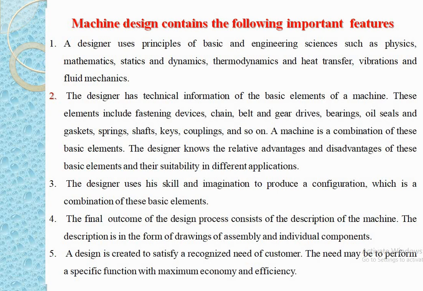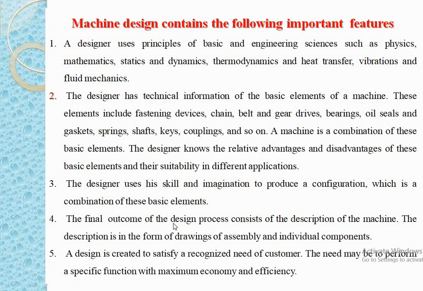Now the third feature that is taken into account is the designer uses his skill and imagination, as we have already defined what is meant by machine design, that it uses scientific principles. These are the scientific principles. Then the basic technical information that is available with the designer, and his skill and imagination, to produce a configuration or a mechanical system which is the combination of different basic elements. That is the designing of a machine, the designing of a mechanical system, the designing of a mechanical component to perform its intended function.